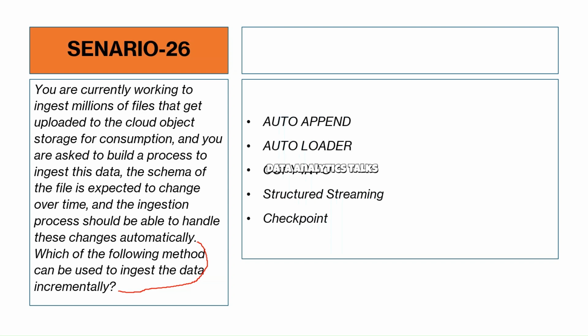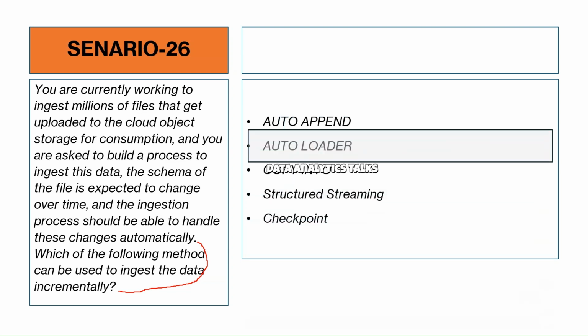Structured streaming is the technology behind Auto Loader. So we have to choose between Auto Loader and auto append. Auto append is not an option. Auto Loader could be an option. Copy into doesn't work with millions of files; it works with a small quantum of files. And checkpoint is used for incremental loading. So the answer is Auto Loader.